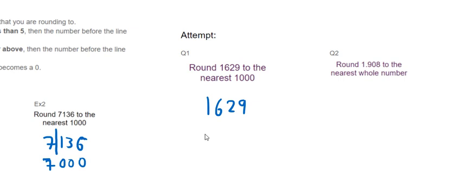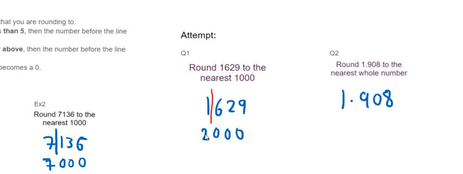1,629. So to the nearest 1,000. So 1,000 is the 1. So we're putting our line down in there. And then the 6 after the line means that the 1 in front of the line will go up by 1 because the 6 is 5 or more. And then everything after the line becomes a 0. So 2,000. So that rounds to 2,000.